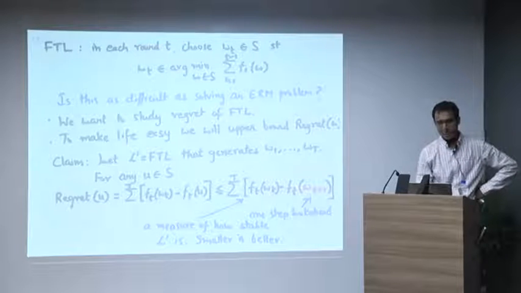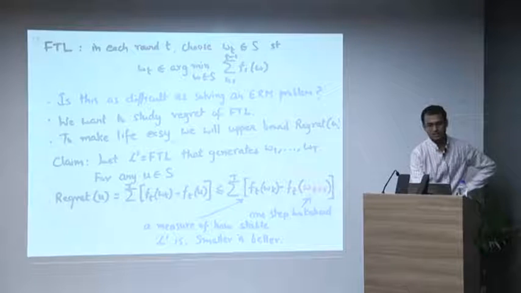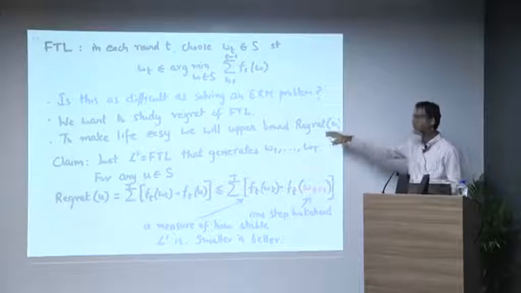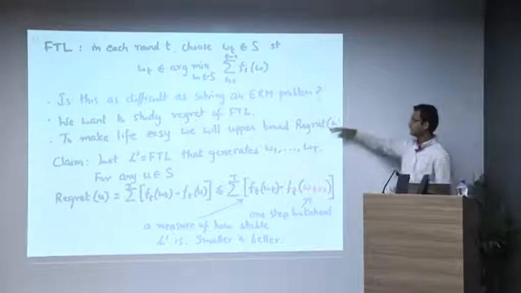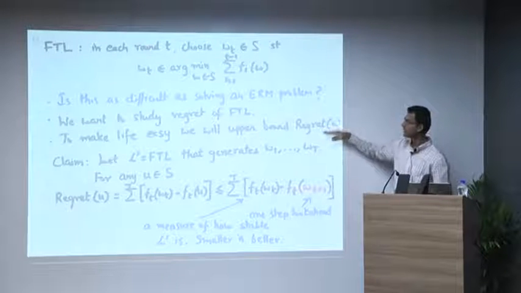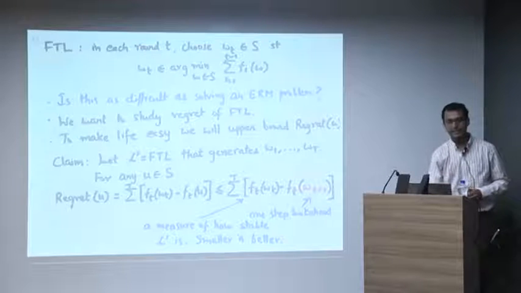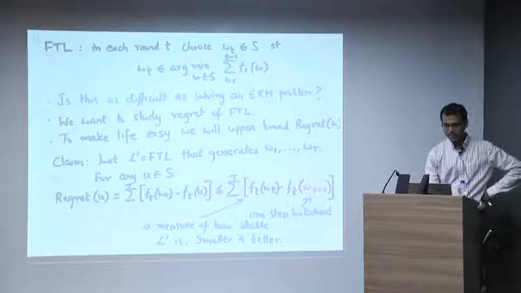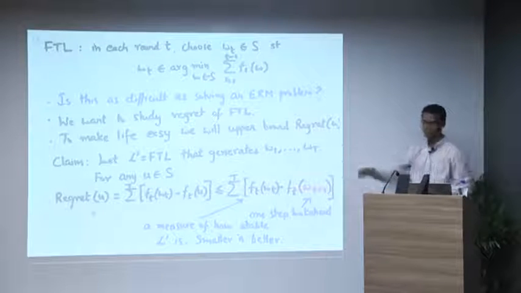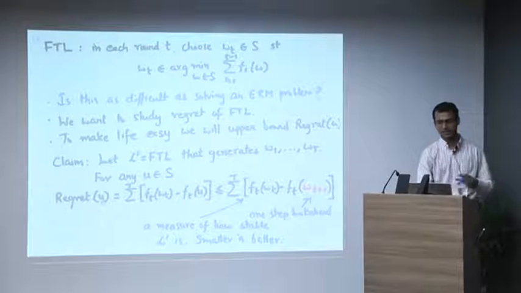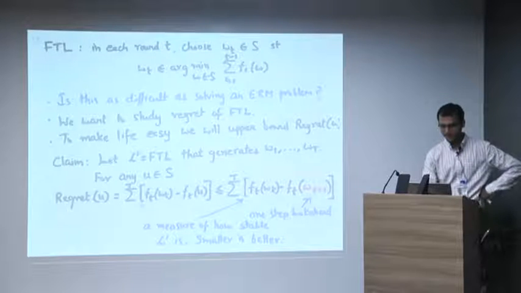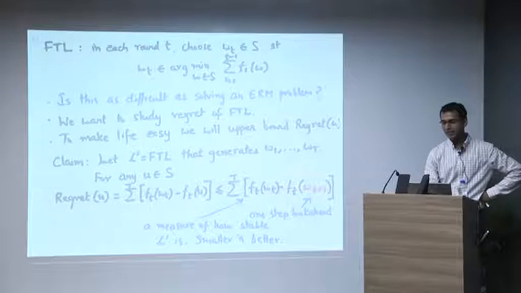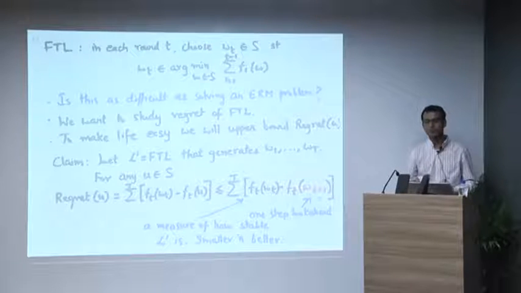We want to study the regret of follow the leader, and to make life easy, we're going to upper bound regret u. So this was the term that we wanted a bound over, but we actually are going to find an upper bound on regret u and work with that. So let's say the learner is the follow the leader learner that generates w1 to wt. Our claim is as follows: the regret for that learner compared to any point u, the comparison expert, is upper bounded by the regret when you compare with the one step look ahead output of FTL.